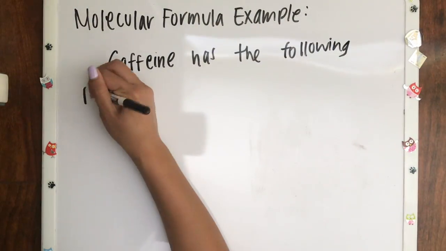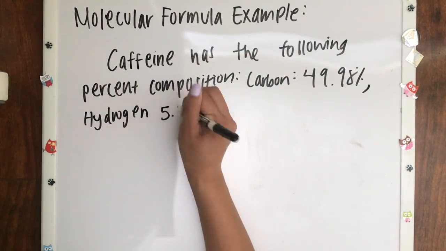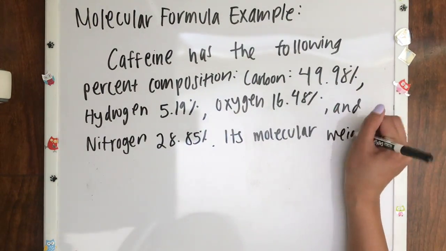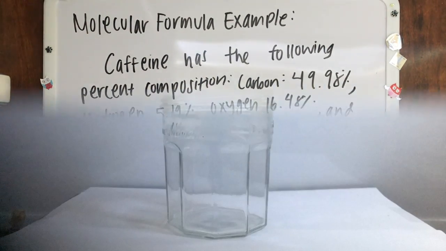Caffeine has the following percent composition: carbon 49.98%, hydrogen 5.19%, oxygen 16.48%, and nitrogen 28.85%. Its molecular weight is 194.19 grams per mole. What is its molecular formula?